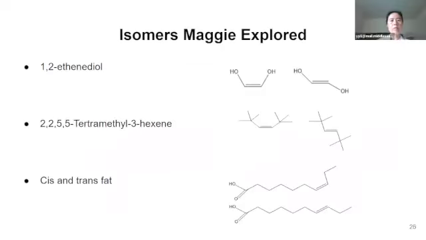So the 3 isomers I studied were acetyl, tetramethyl, and the cis and trans fat. The reason I chose them is because first, I want to see the hydroxyl group impact on the bond, and the second one I want to see, when many methyl groups are added there and the bonds get very crowded, what's going to happen. And the third one, in real life we always hear that trans fat is bad for our health. I want to find out why.